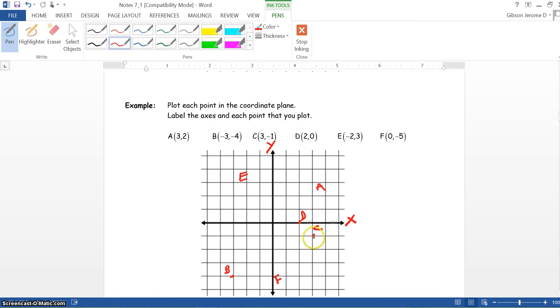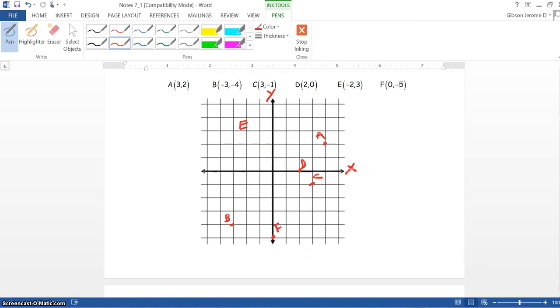Now again, for some reason, some of these points are disappearing. As you all have your notes, you can pause this video and copy down where the points are supposed to go. Now, we'll move on to the next problem.